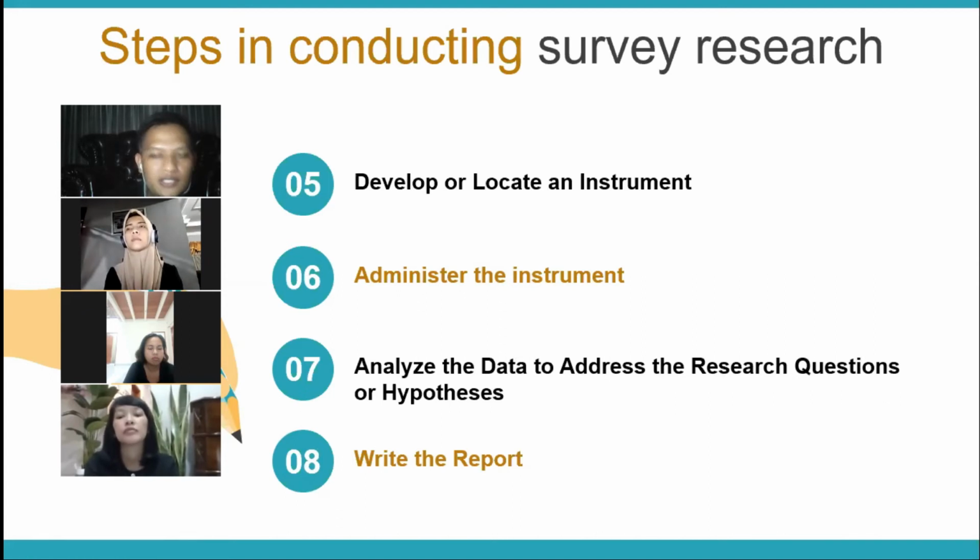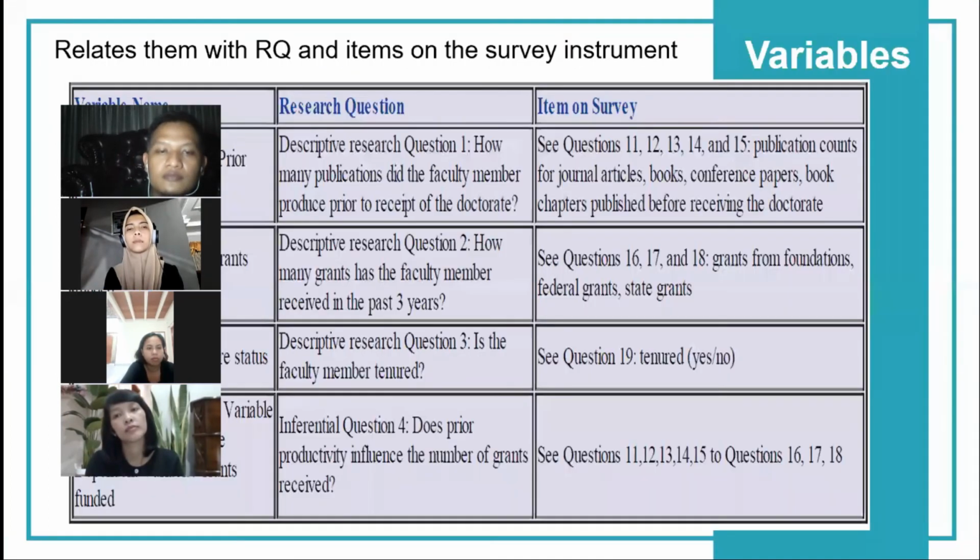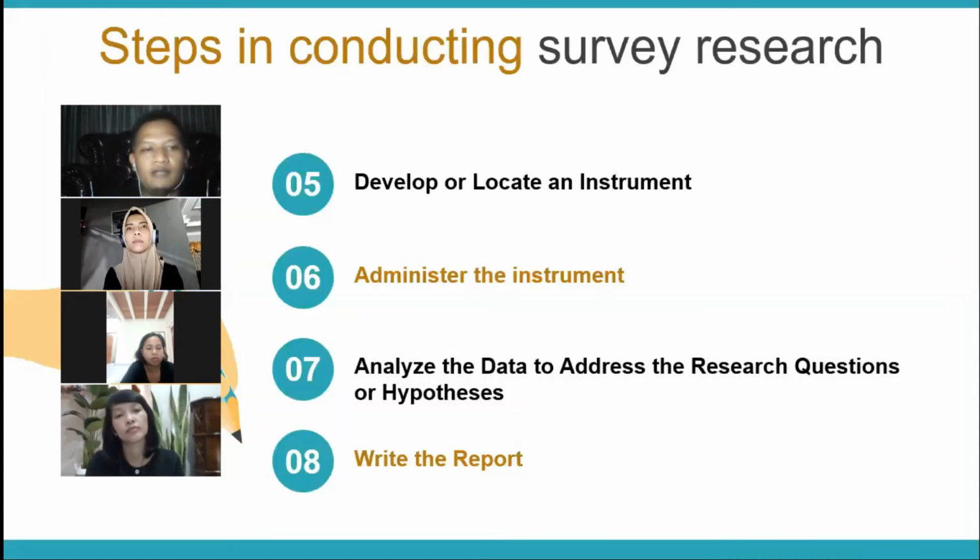Next, develop or locate an instrument, administer the instrument, and seventh, analyze the data to address the research question or hypothesis. After conducting the research using the instrument that we created before, we need to analyze the survey results, and the analysis should match the research question or hypothesis. After we have finished all of this process, we need to write the report. Well, I think that's all from me, and we continue to the next presenter.